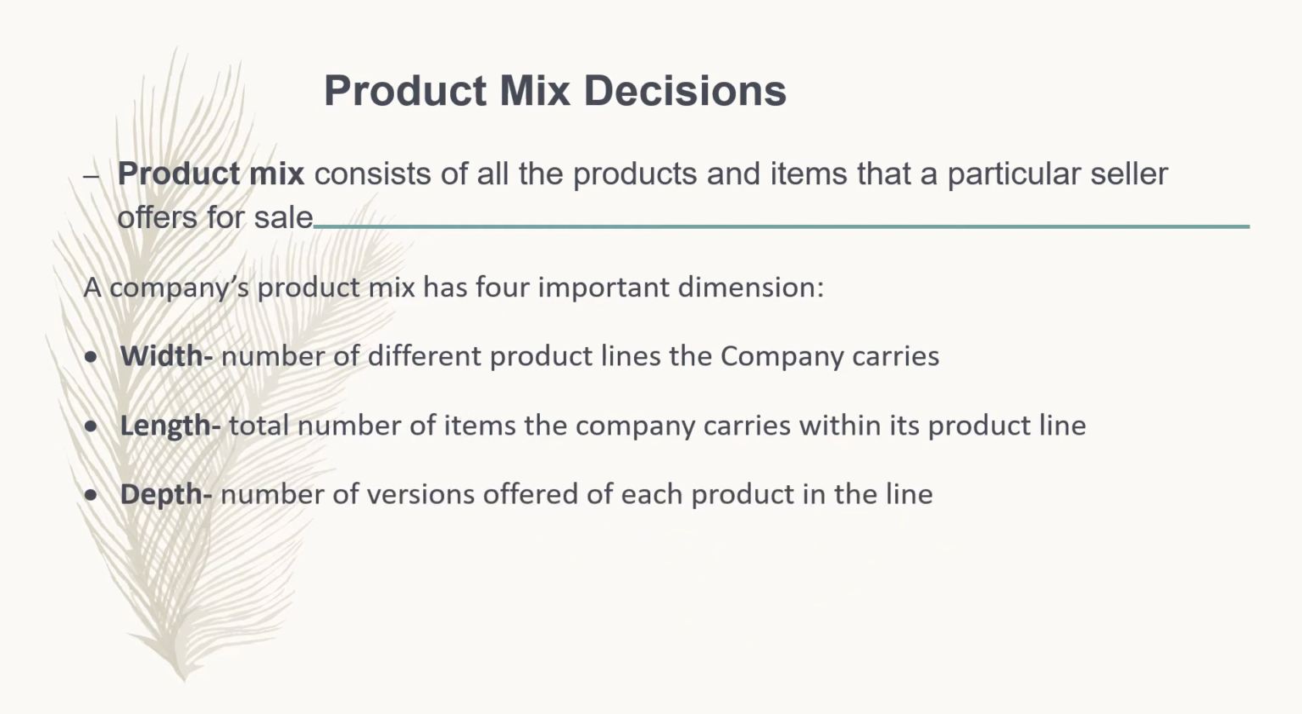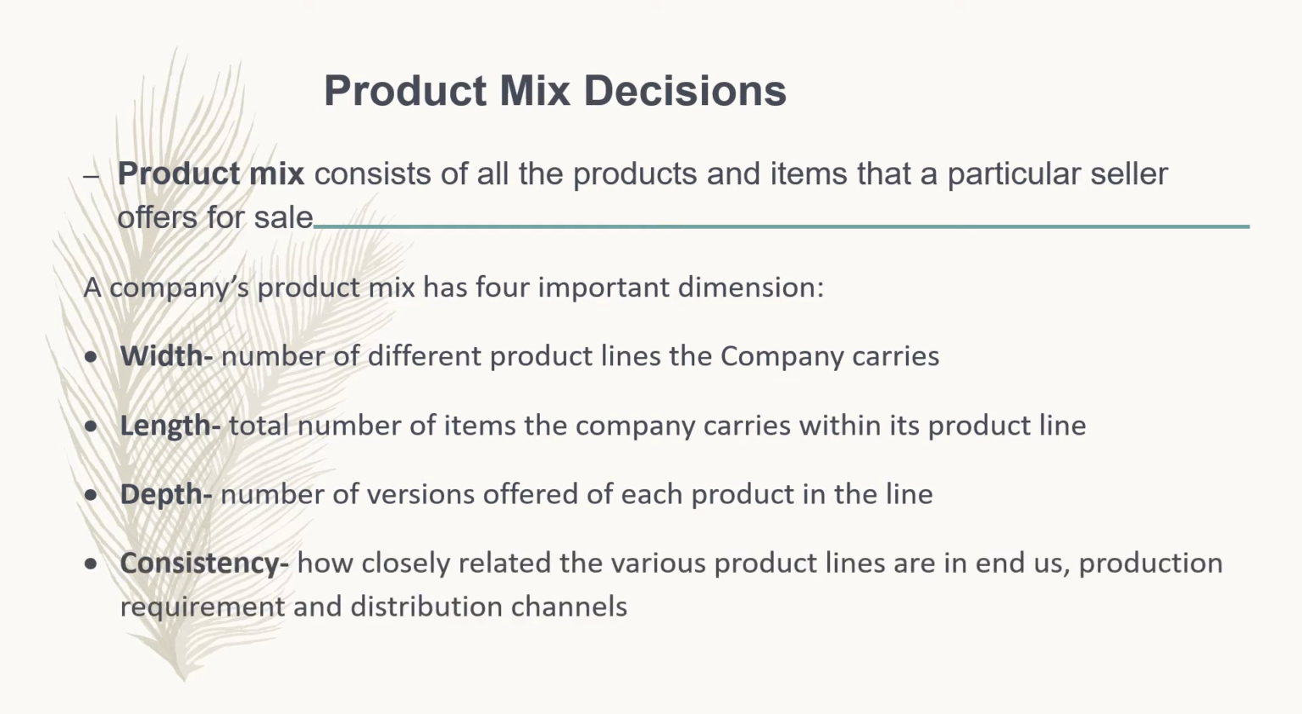Next is the depth. Depth is the number of versions offered of each product in the line. When we say depth, these are the product variation. For example, if your company sells 3 sizes and 2 flavors of toothpaste, that particular line of toothpaste has depth of 6. Just like length, companies sometimes refer to the average depth of their product lines or depth of a specific product line.